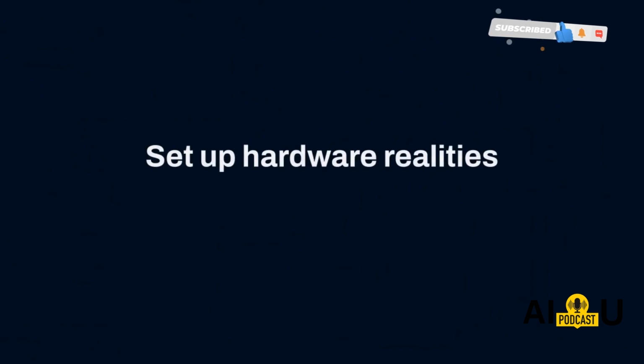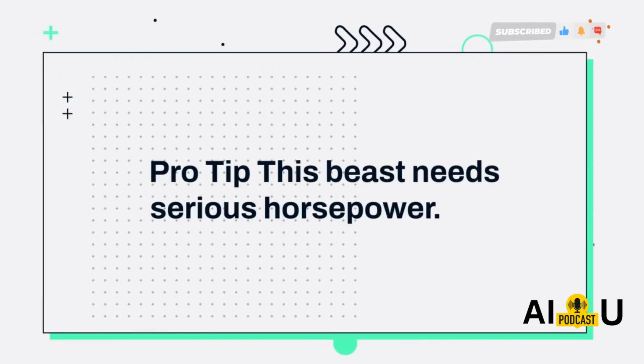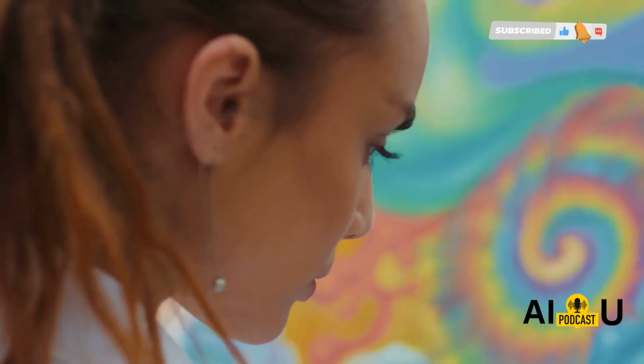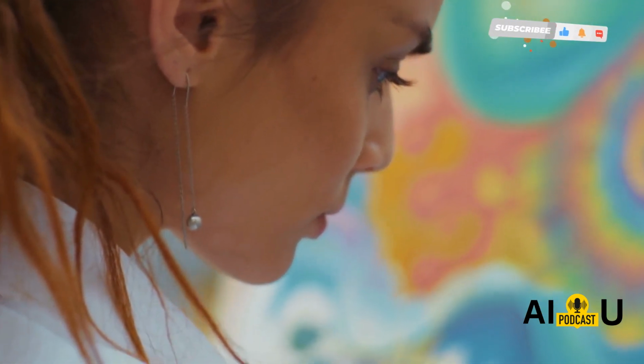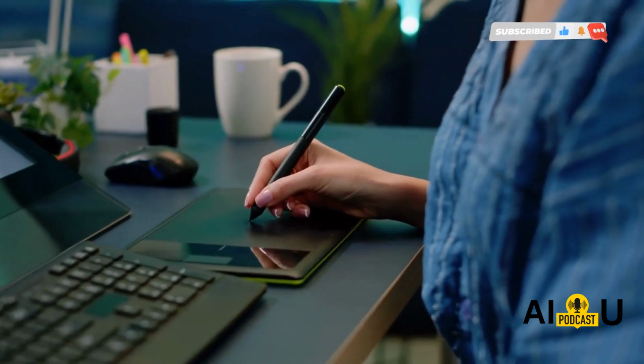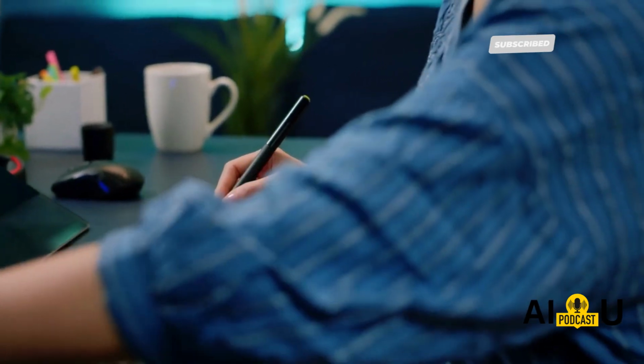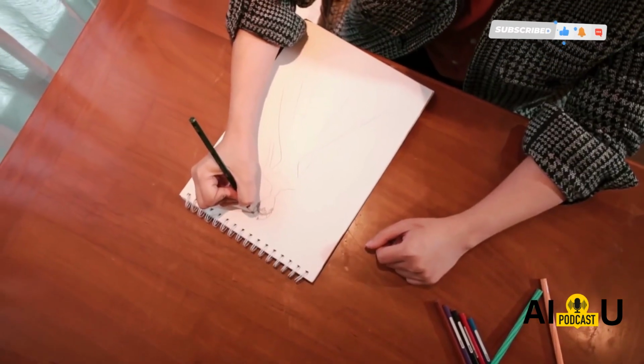Setup and hardware realities. Pro tip. This beast needs serious horsepower. Think 16 GB plus VRAM. But hey, if your rig can't handle it, just wait for the collab version. And if you're lost on setup, just toss the commands to ChatGPT. It'll walk you through it like a buddy.